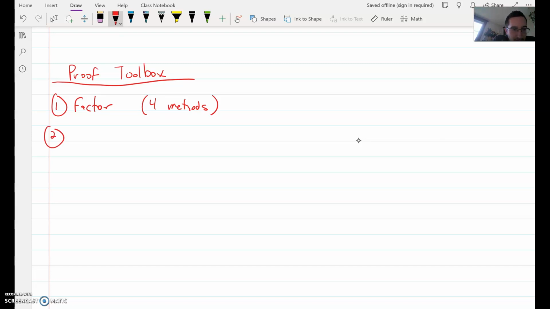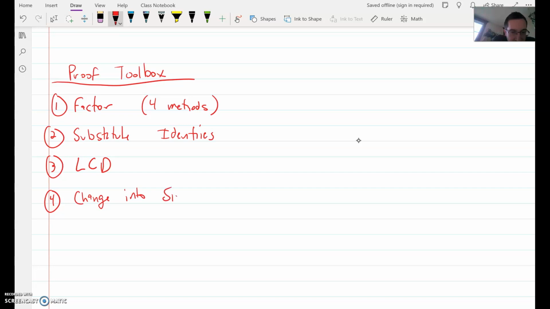Okay. Second, look to substitute in identities. See if you can make some identities. Substitute identities in there. Number 3, look to do a least common denominator to add 2 fractions. Okay. Number 4, you change everything into sines and cosines. What do I mean by that?